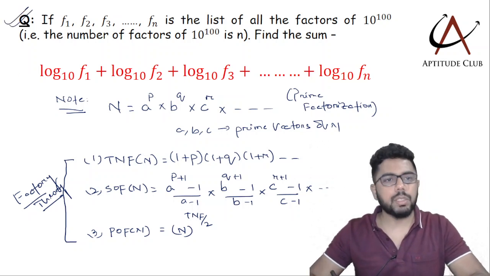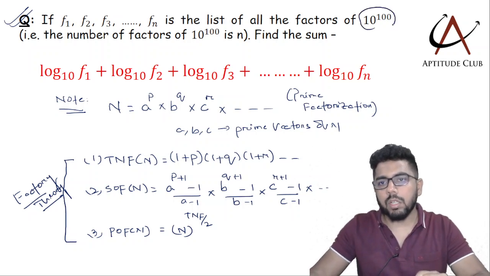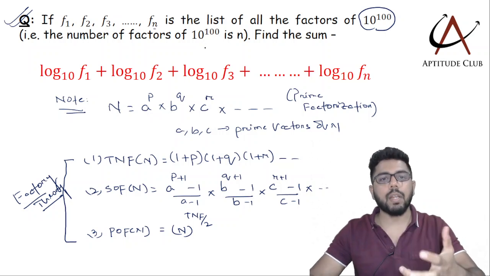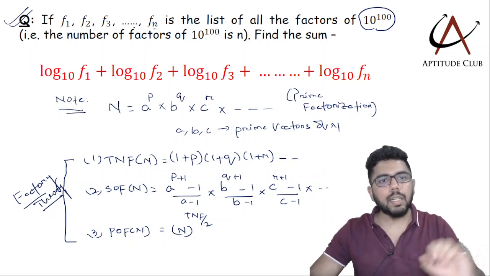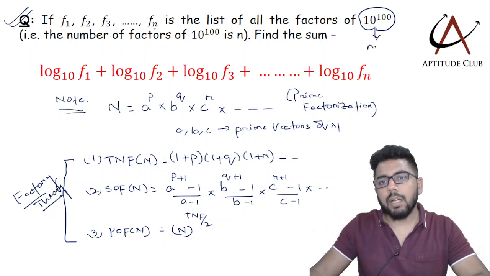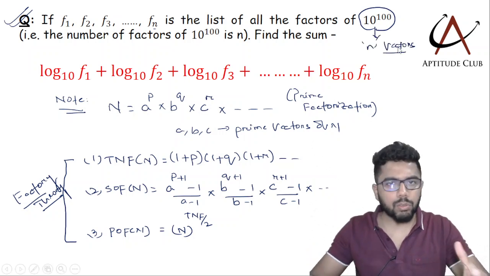Now let us go to the question. If f1, f2, f3 till fn is the list of all the factors of 10 to the power 100, that means basically 10 to the power 100 has how many factors? These are all factors: f1, f2, f3 till fn. That means there are n factors. So 10 to the power 100 will have n factors. Total number of factors of 10 to the power 100 is n.